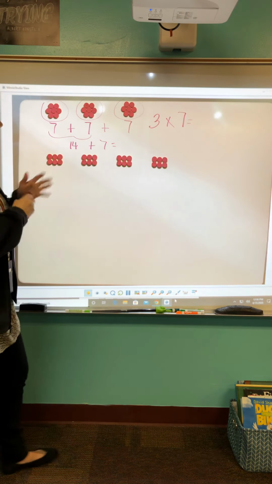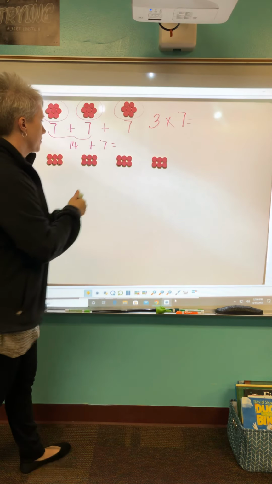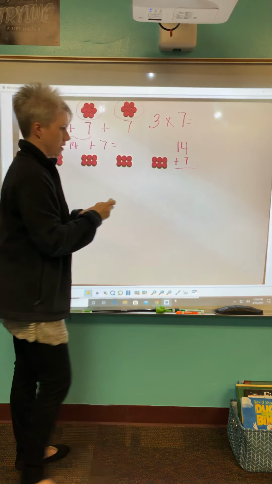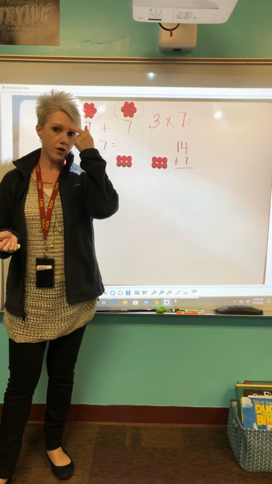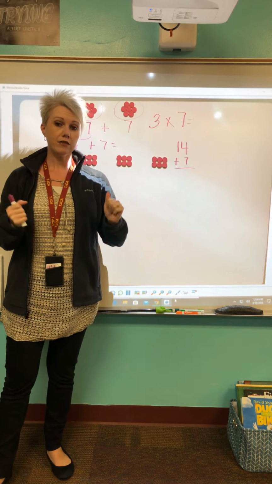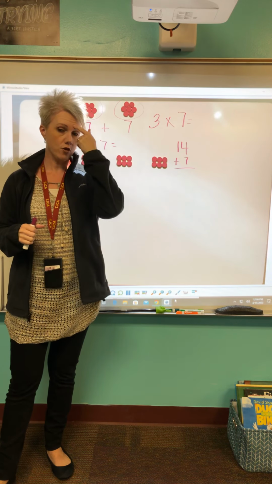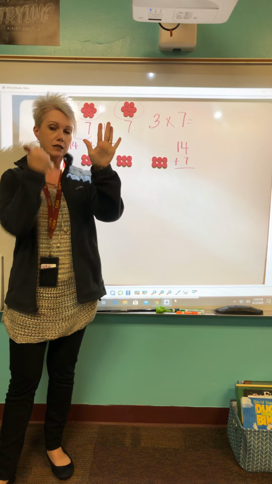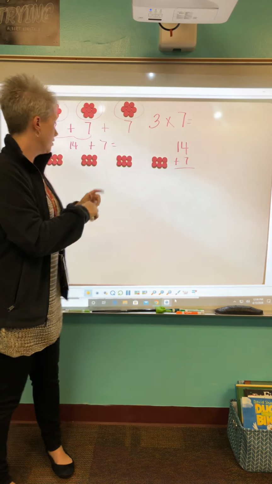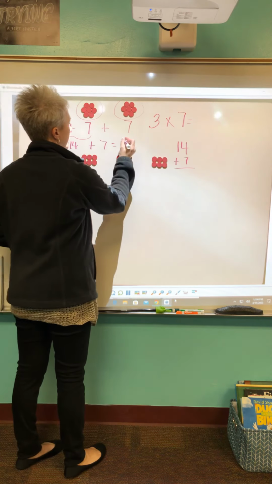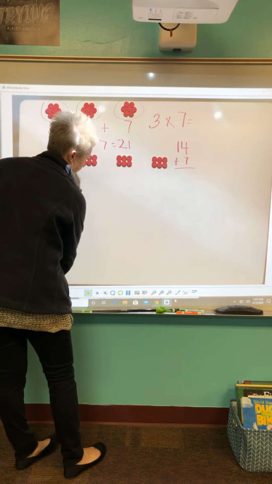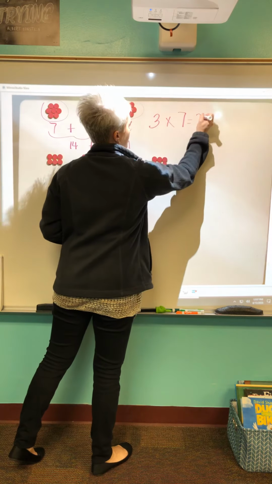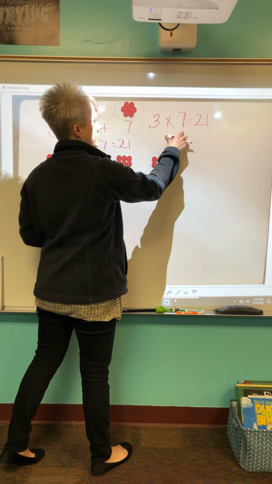There's a couple ways to do it. We could stack it like this, 14 plus 7. Or you can pop 14 in your head and count up 7 times. So let's pop 14 in. 14, 15, 16, 17, 18, 19, 20, 21. 14 plus 7 more is 21. So 3 groups of 7 is 21. 3 times 7 is 21.